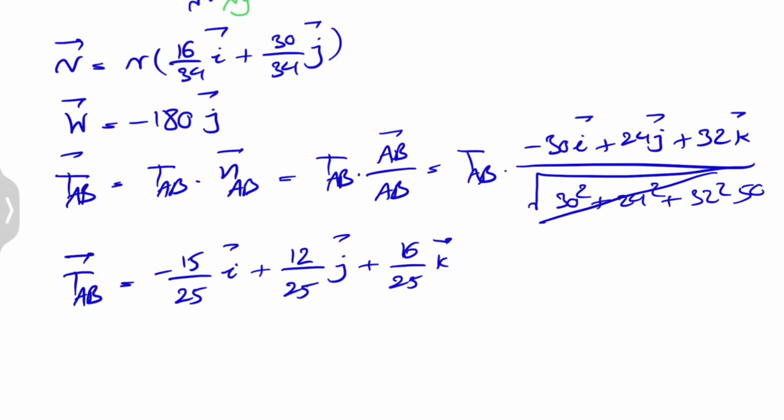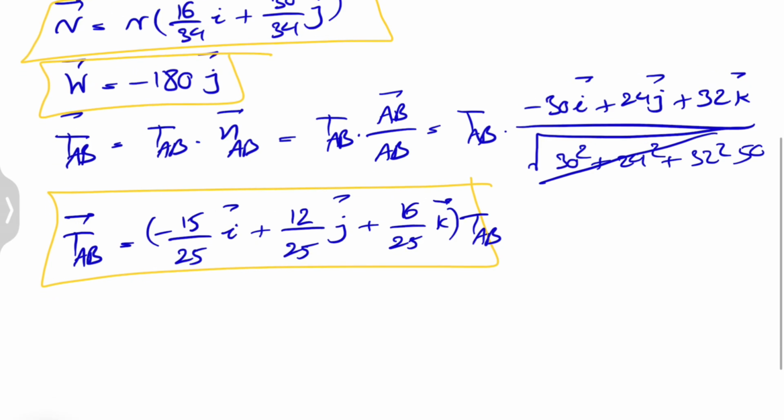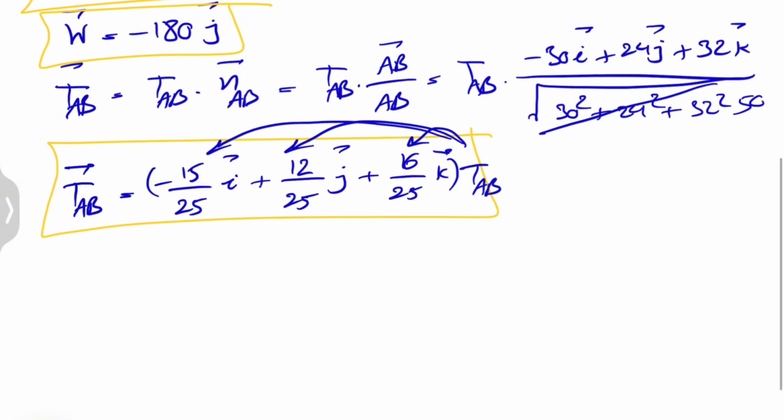So that was our third force. So far we found N, we found W, we found TAB. One thing I forgot to put in here, this has to be multiplied by TAB, the magnitude of the force. So this has to be multiplied in each of them. So we need to keep that in mind, and let's move on to TAC.